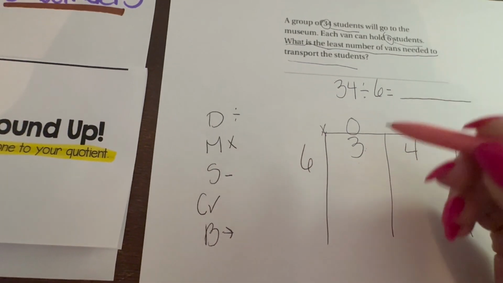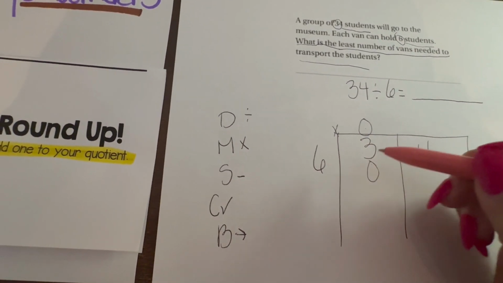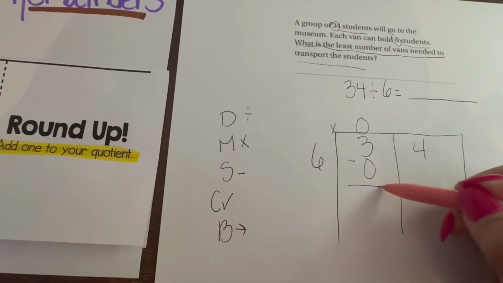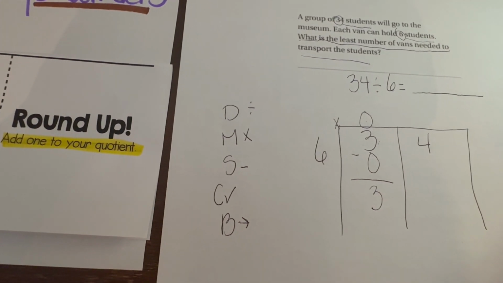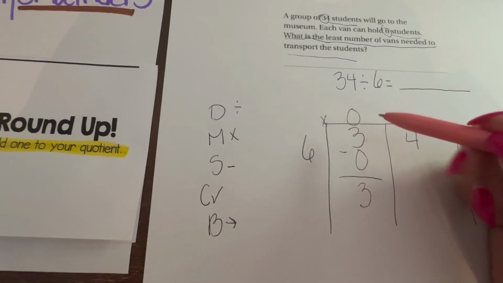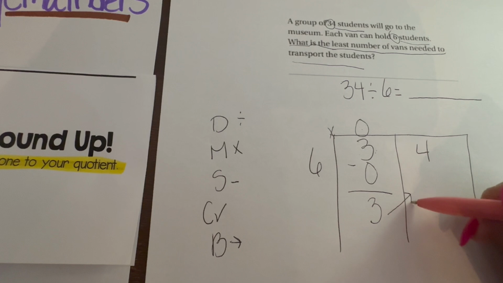Then you multiply. Here's our steps. If you forget, 6 times 0, 0. Next, subtract. 3 minus 0, 3. Pause to check, make sure that we multiplied, divided and subtracted correctly. Next step, bring over 34.